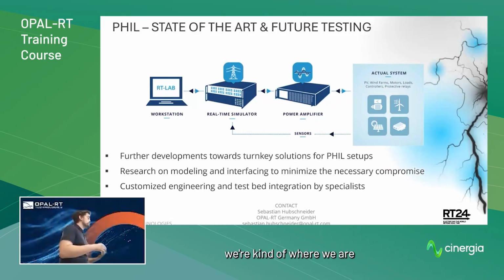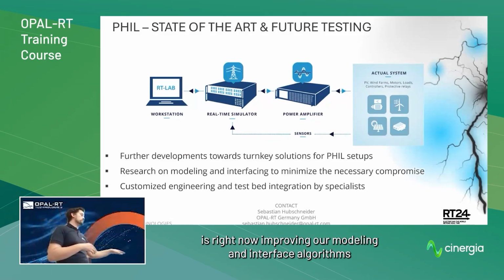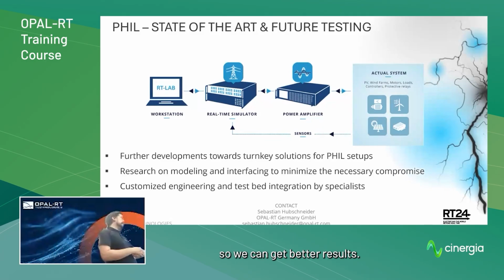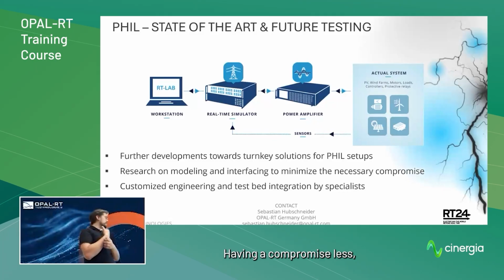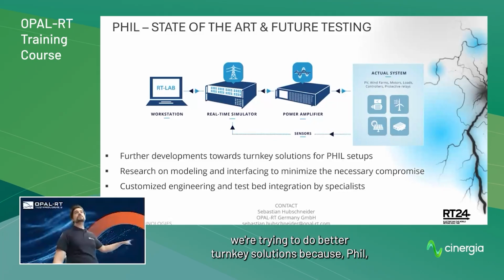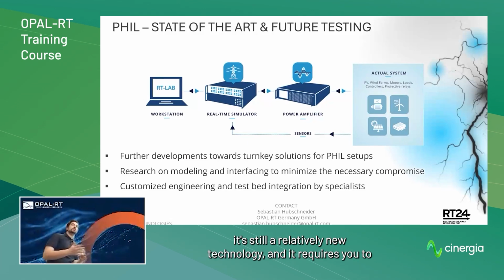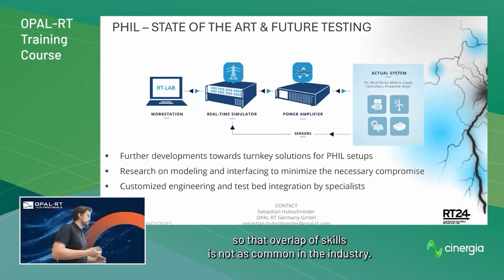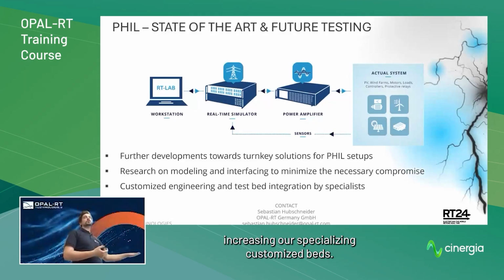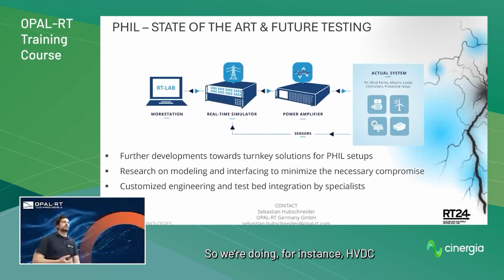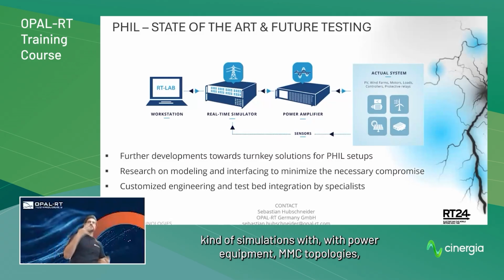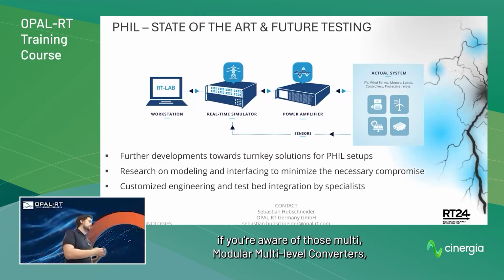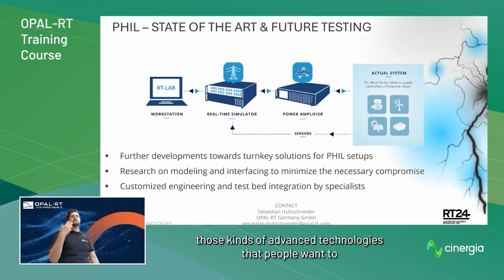So where we are right now is improving our modeling and interface algorithms so we can get better results, having to compromise less. We're trying to do better turnkey solutions because PHiL is still a relatively new technology, and it requires you to understand electrical engineering, control engineering, and simulations. That overlap of skills is not as common in the industry. And then we're also increasing our specialized and customized beds. So we're doing, for instance, HVDC simulations with power equipment, MMC topologies, if you're aware of those, modular multi-level converters, those kinds of advanced technologies that people want to simulate.